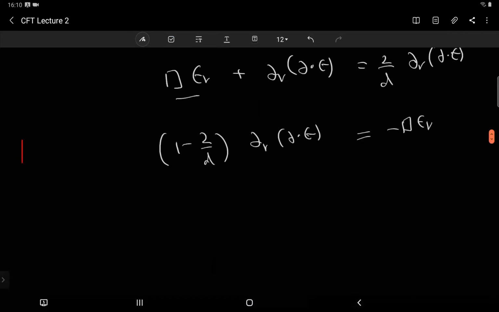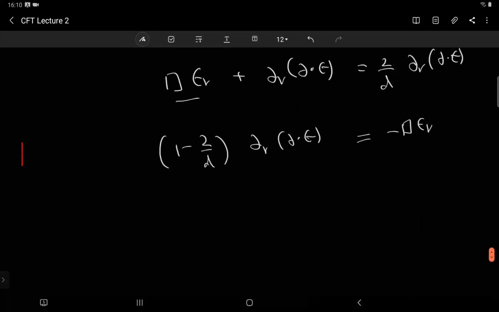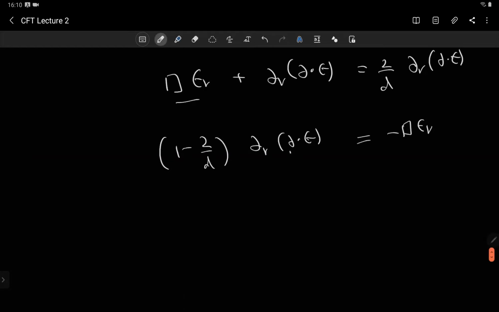So this is a bit tedious, a little bit of algebra, but is it okay? This thing, 1 minus 2 by d, is minus of this thing, right? Now, what is del dot epsilon? Del dot epsilon means del rho epsilon rho. Divergence. Del mu epsilon mu. Divergence. Okay. Yes, sir.